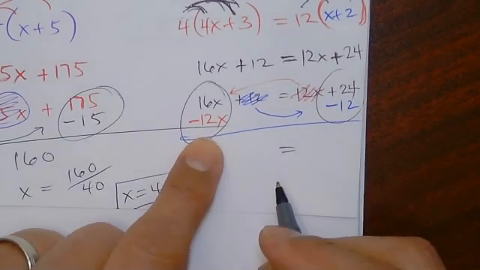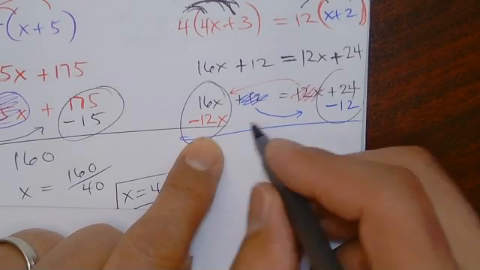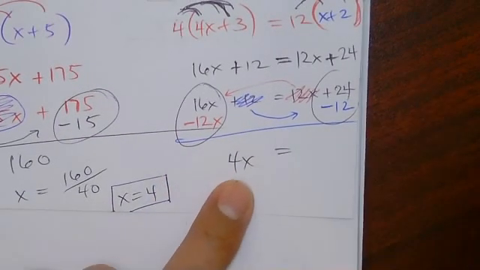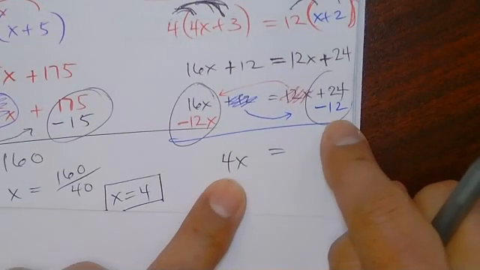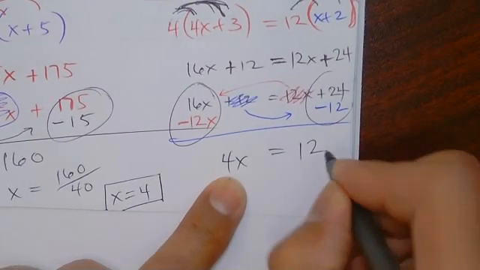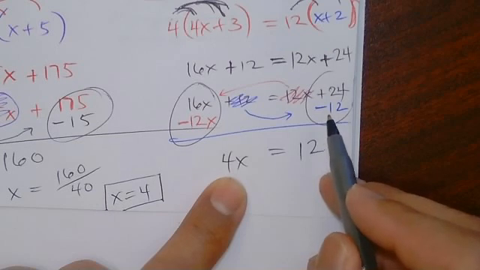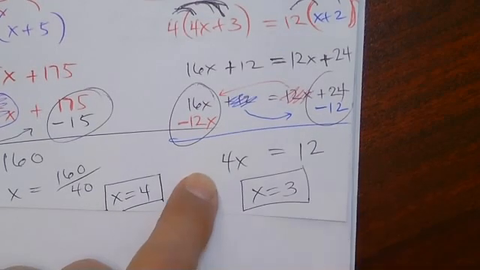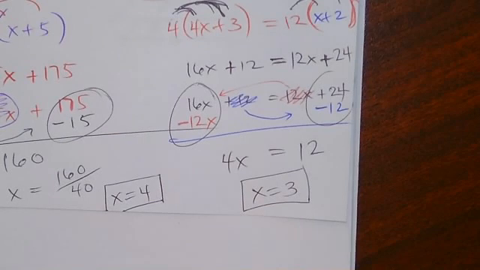All right. What do you get there? What do you get there? 16 take away 12, that's 4x equals. Oh, all of them are going to give us good answers. What a miracle. 24 take away 12 is 12. The answer is 3, right? Because 4 times 3 is 12.